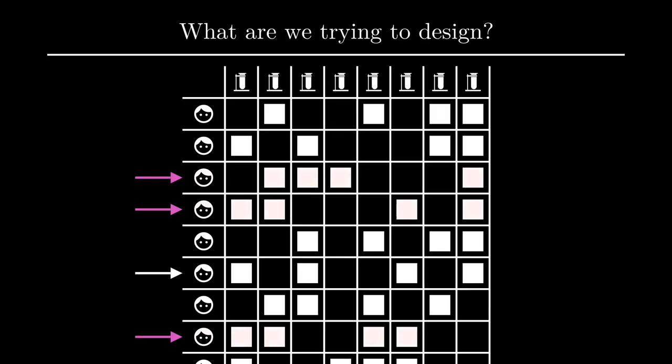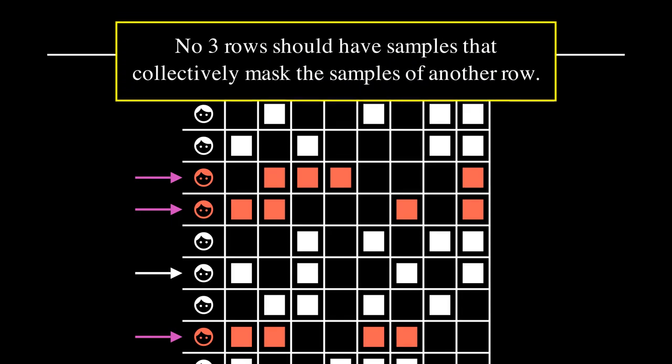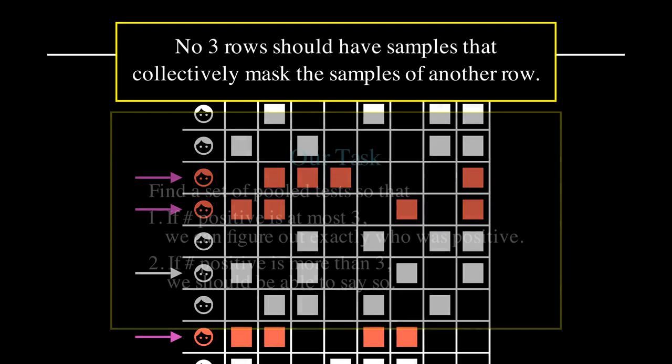If the 3 people turn up positive, then the other person is doomed to be involved in only positive tests. So the property we want for our table is this. No 3 rows should have samples that collectively mask the samples of another row. If we can get a table with this property, we've solved the task we set ourselves.